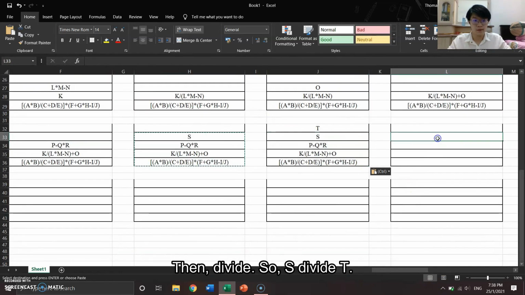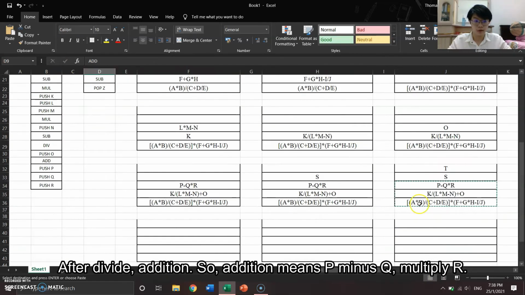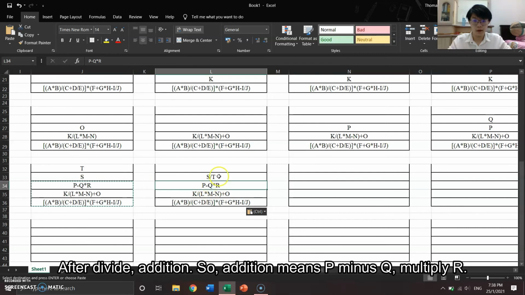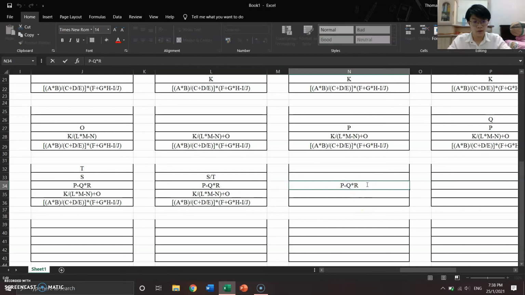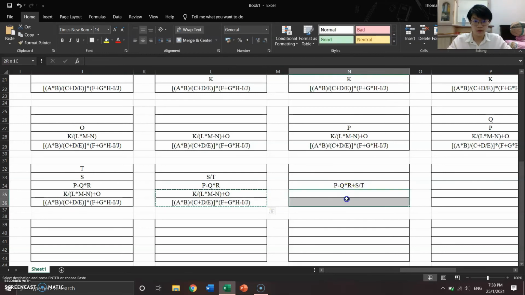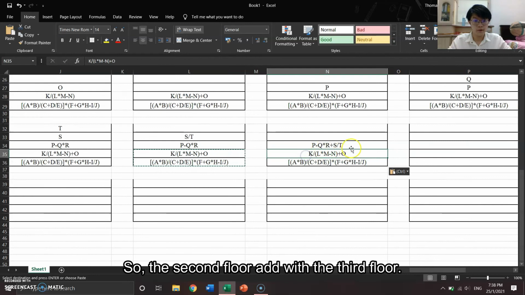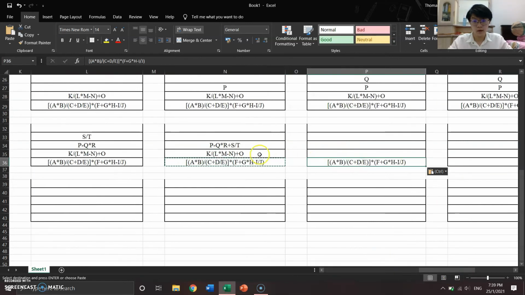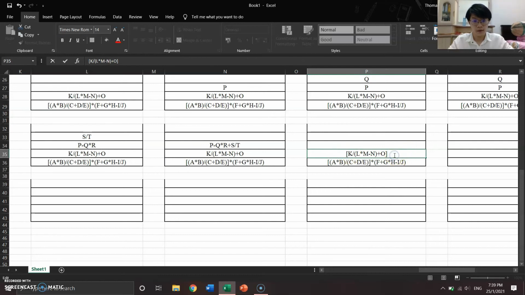Then divide. So S divide T. After divide, addition. So addition means P minus Q multiply R, then add S divide T. Plus S divide T. After divide, do addition again. So the second floor add with the third floor. So this I give it a square bracket as a big bracket. Then divide. I give it a bracket. Then copy this.